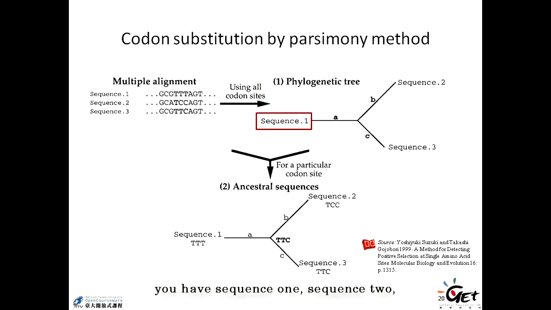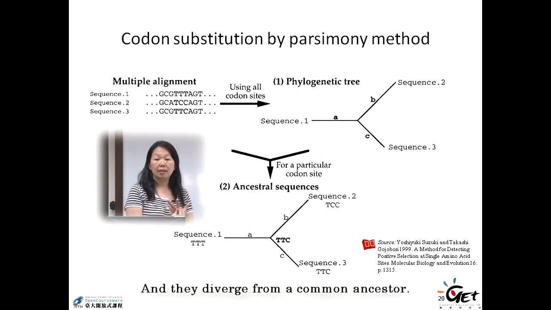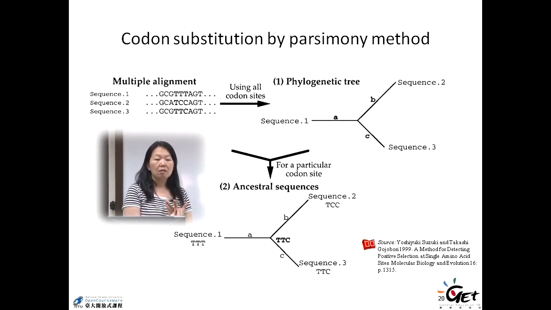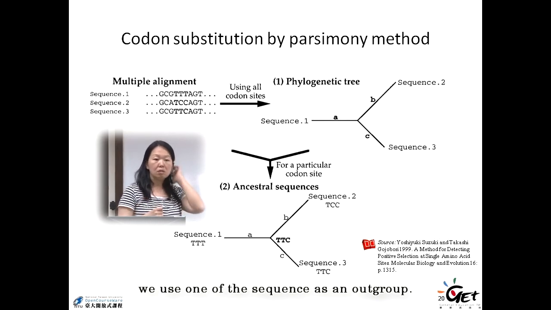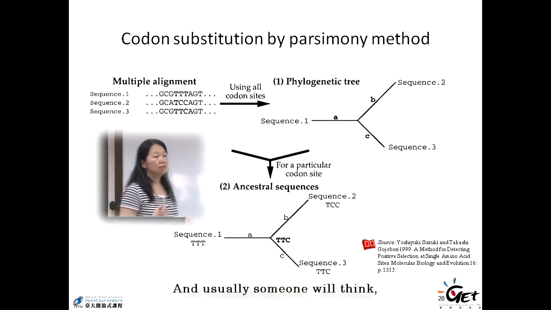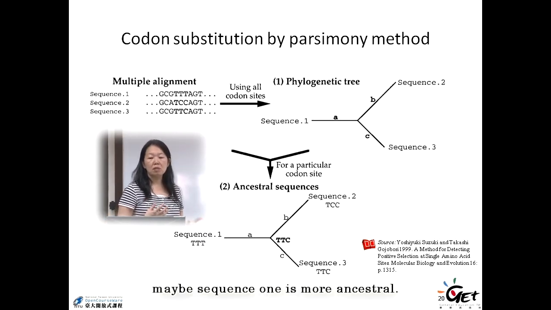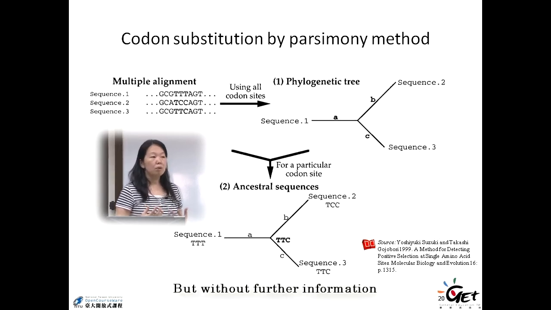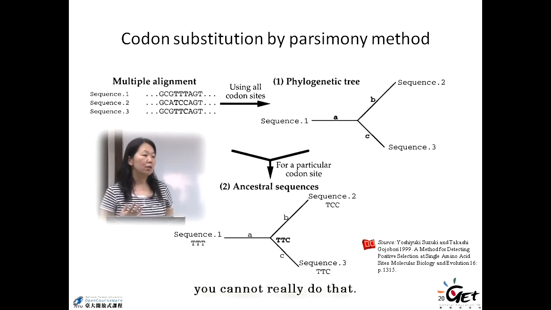You have sequence 1, sequence 2, and sequence 3, and they diverge from a common ancestor. At this moment, we use one of the sequences as an outgroup. So this is a network. There's no root. And usually someone would think, oh, maybe sequence 1 is more ancestral, but without further information, you cannot really do that.